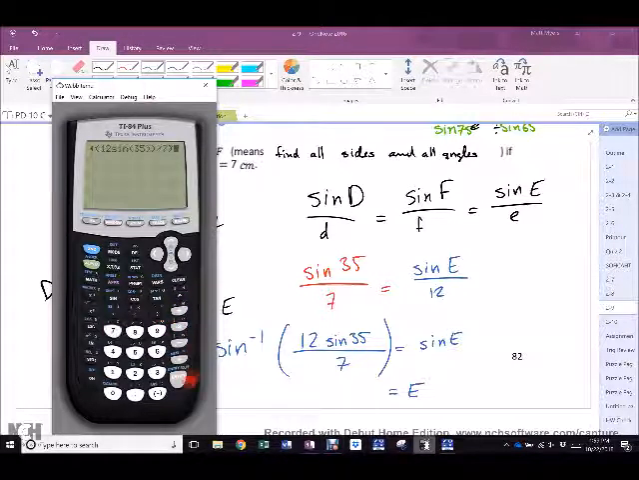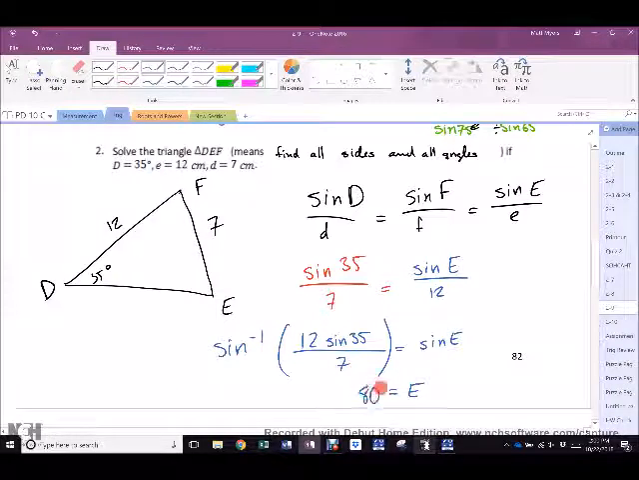Sure. Who has an answer for E? 79.5, which we would round up to 80. If I know E is 80, I don't want to show you doing it. I've recorded what you need to hit on your calculator.